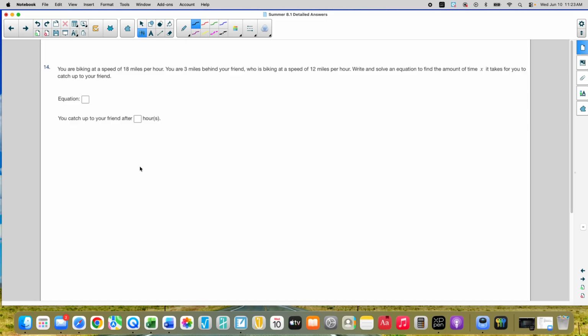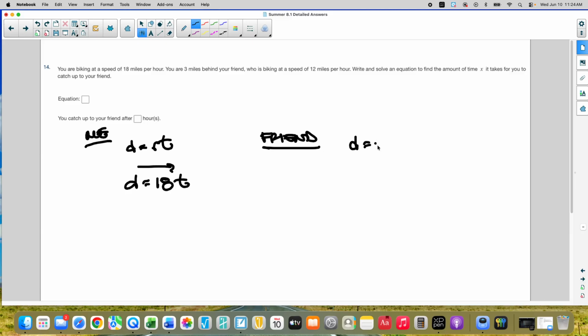Okay, you're biking at a speed of 18 miles per hour. Distance equals rate times time. So my distance is going to equal 18 miles per hour times the number of hours. That's me. My friend, who's not really a friend if you're 3 miles ahead of me, why can't we just ride our bikes together? Distance equals rate times time. D equals, he is riding at 12 miles per hour.